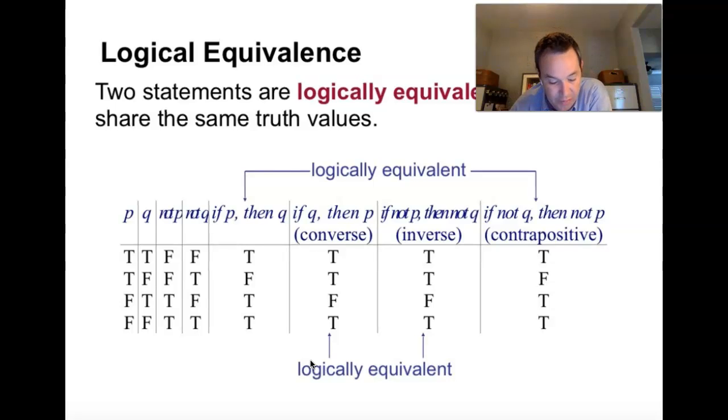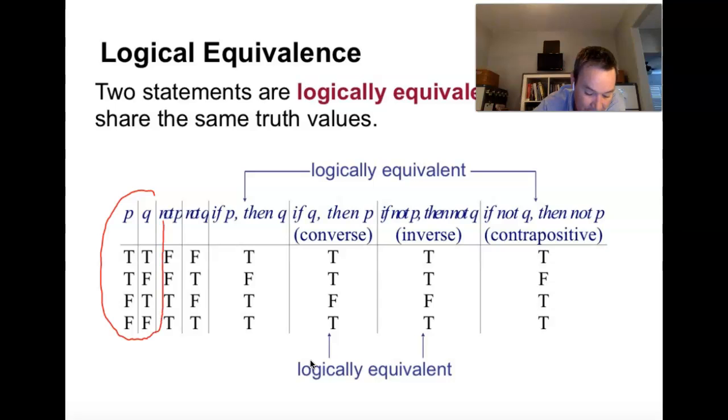This is a huge truth table, and it shows logical equivalence. Two statements are logically equivalent if they share the same truth values. So if I look at two propositions, P and Q, on the very far left, I've listed all possible ways their truth values could interact. They could both be true at the same time, P could be true and Q false, P could be false and Q true, or they could both be false. That's all possible combinations of truth values for two propositions.